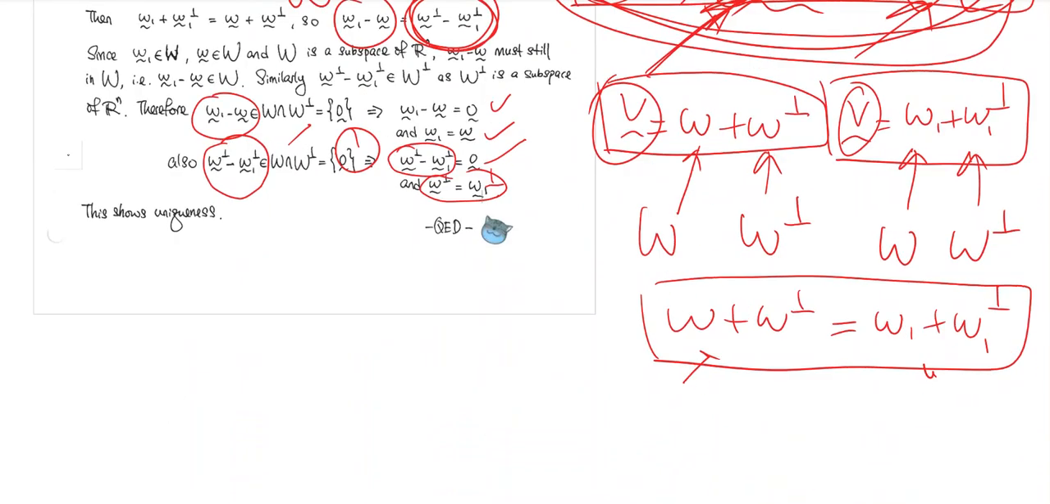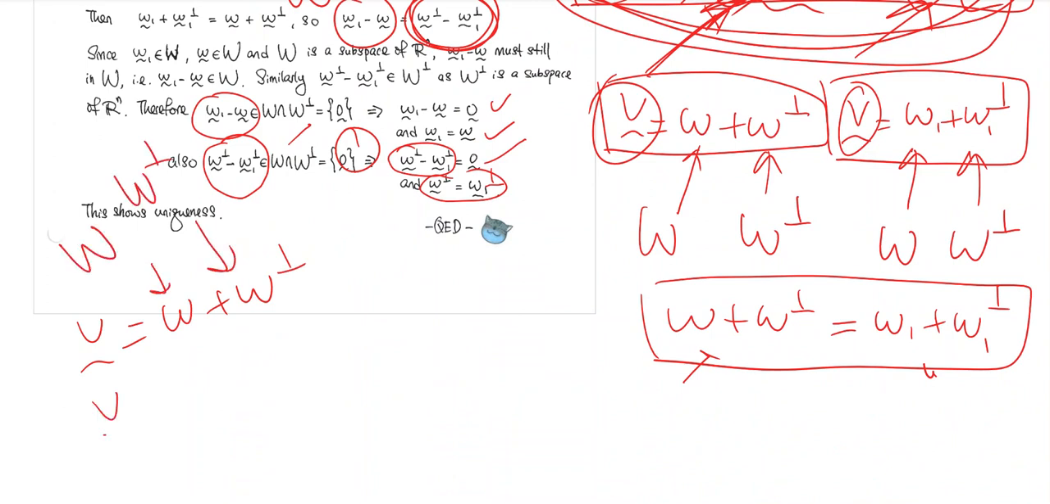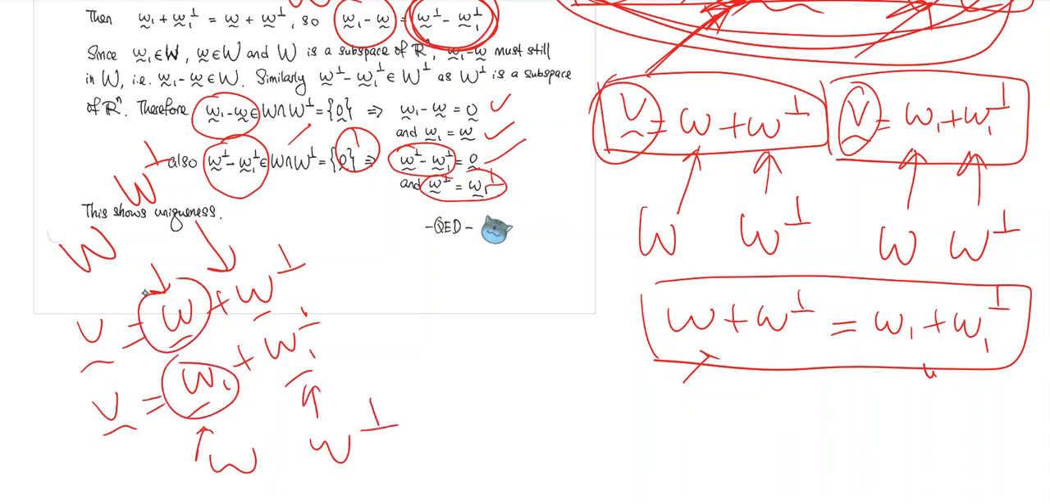So which means that if you write V in two different ways, as W plus W perp, where this is coming from W and this is coming from W perp, and you write V as W1 plus W1 perp, right? This is from W, this is from W perp. Then these two terms are actually the same terms. These two terms are actually the same terms. So there's only one way you can write it. If you write them differently, you are actually writing the same thing.